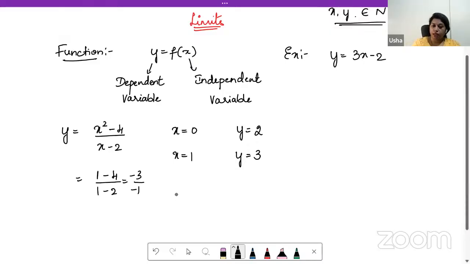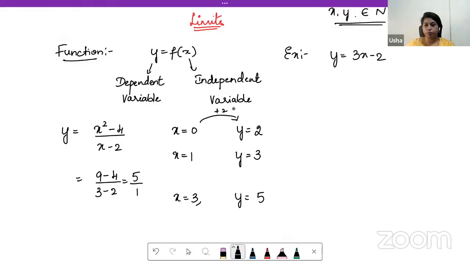Now, x equal to 3 I'll take. Then what will be the value of y? Here we will have 3 square, which is 9, and here we have 3 minus 2. 9 minus 4 is 5 and 3 minus 2 is 1, so it is going to be 5. Now, if you observe, whatever is the value of x, the y value is just plus 2, right? In all the cases, whatever is the x value, the y value is plus 2.